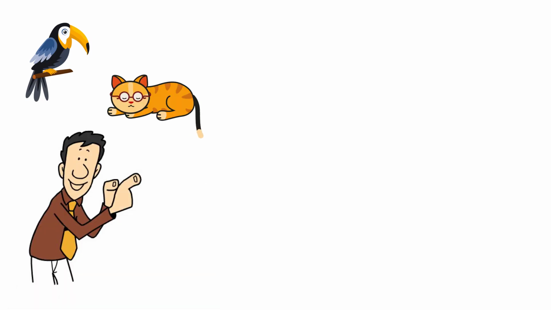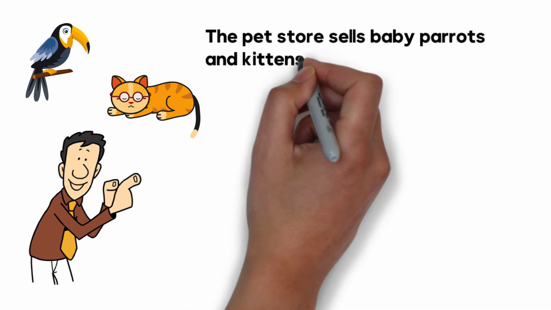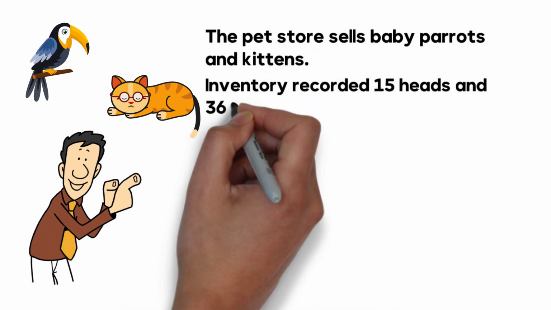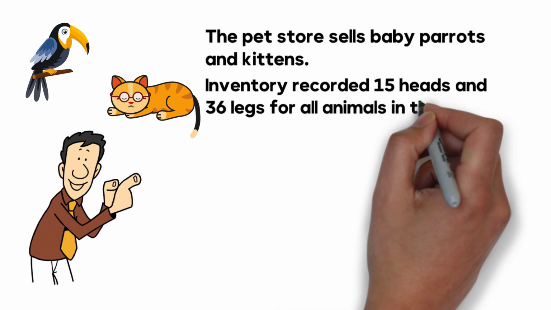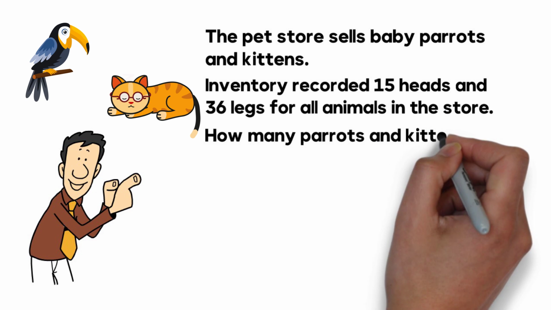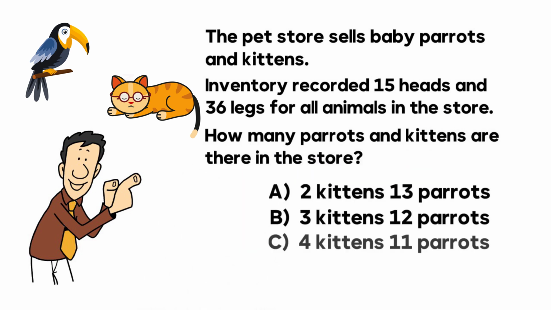Here is an excellent question, variations of which we very frequently see on the test. The pet store sells baby parrots and kittens. Inventory recorded 15 heads and 36 legs for all animals in the store. How many parrots and kittens are there in the store? And you have 4 different choices.